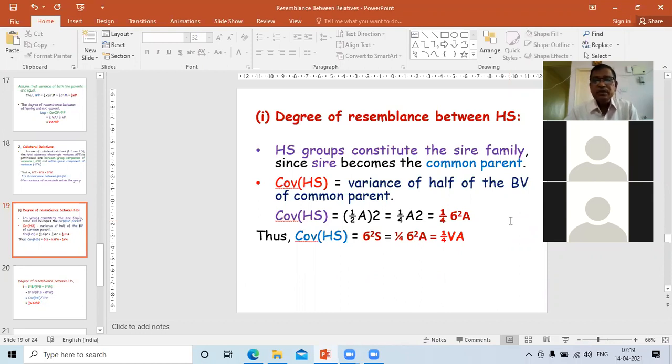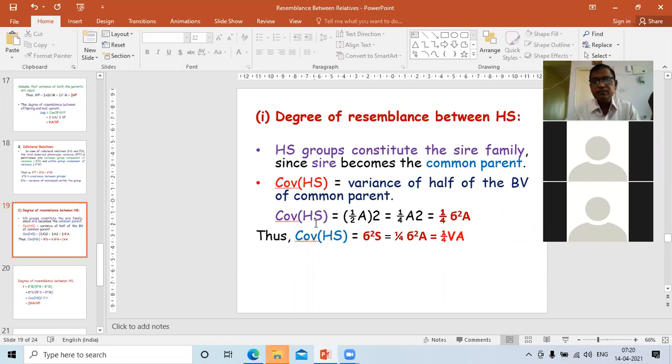So now the degree of resemblance between half sibs groups constitute the sire family. So why it is called sire family? Because sire is common. Since sire becomes the common parent, and covariance of half sibs is equal to variance of half of the breeding value of the common parent. Common parent जो है उसका half हो जाएगा breeding value.